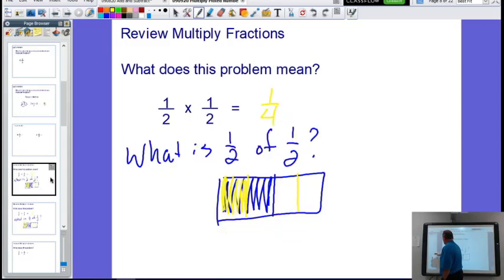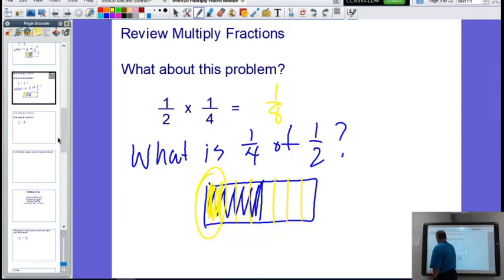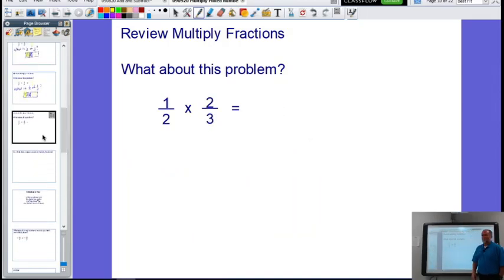Now, with that in mind, what does it appear that we're doing? 1/2 times 1/2 gave me 1/4. 1/2 times 1/4 gave me 1/8. What appears that's happening is that I'm just taking my top numbers and multiplying them, taking my bottom numbers and multiplying them. Interesting.